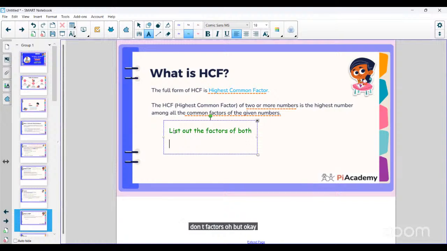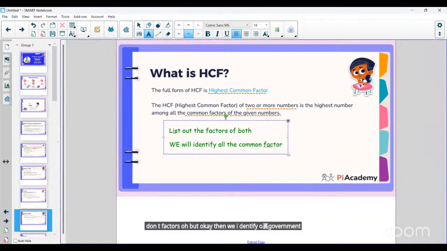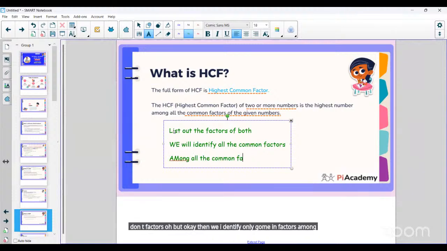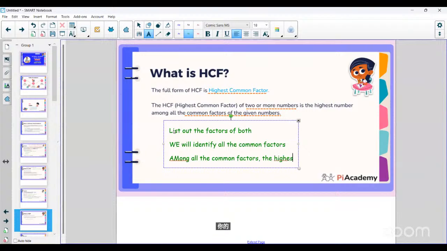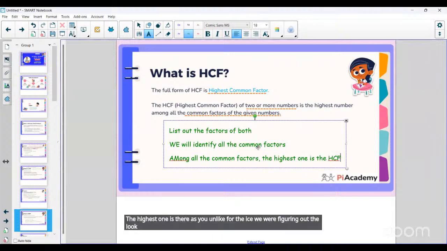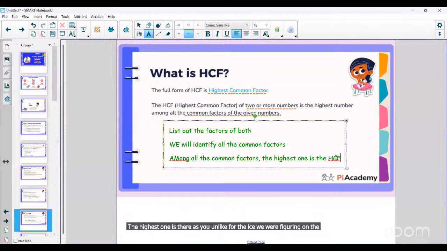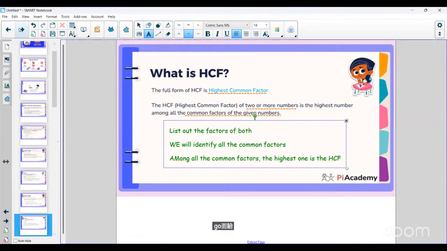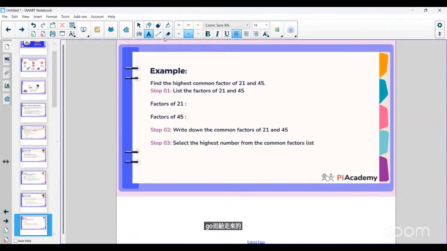Then we will identify all the common factors. Among all the common factors, the highest one is the HCF. Unlike LCM, where we were figuring out the lowest common multiple, for HCF we will figure out the highest common factor. Okay. So let us see the question.